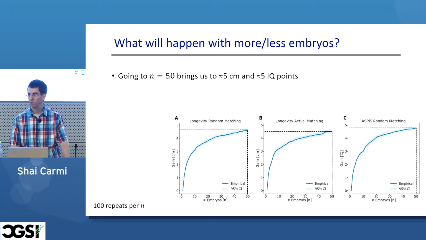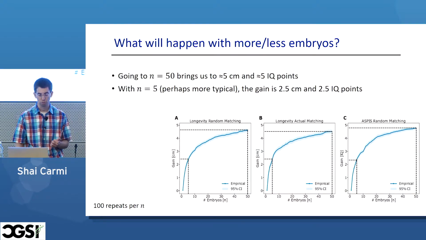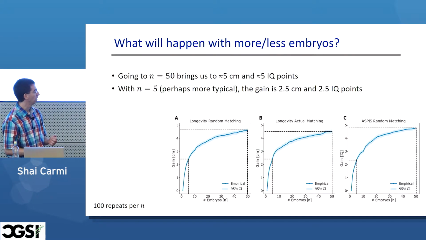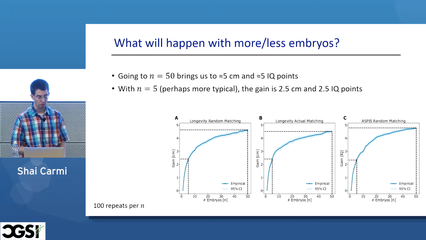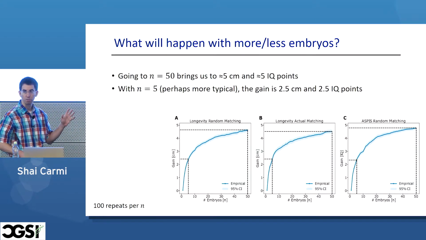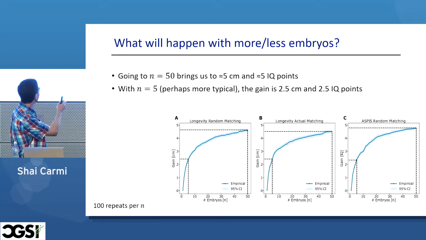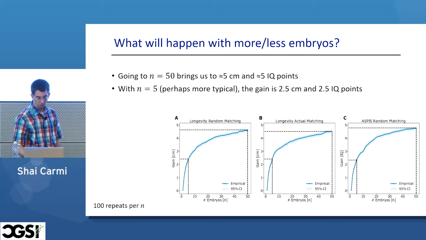I mean, if we have 5 times more embryos, we can go from 3 centimeters to just under 5. And in IQ, we can get to around 5 IQ points. And this number of embryos is completely unrealistic, so this is just a thought experiment. Maybe more importantly, if you go down to 5 embryos, which is more realistic, then the gain goes down to around 2.5 centimeters or IQ points. And if we are in this regime where we have 5 embryos or less, the number here is really crucial. If we go from 5 to 3 embryos, the gain is going to be much smaller.